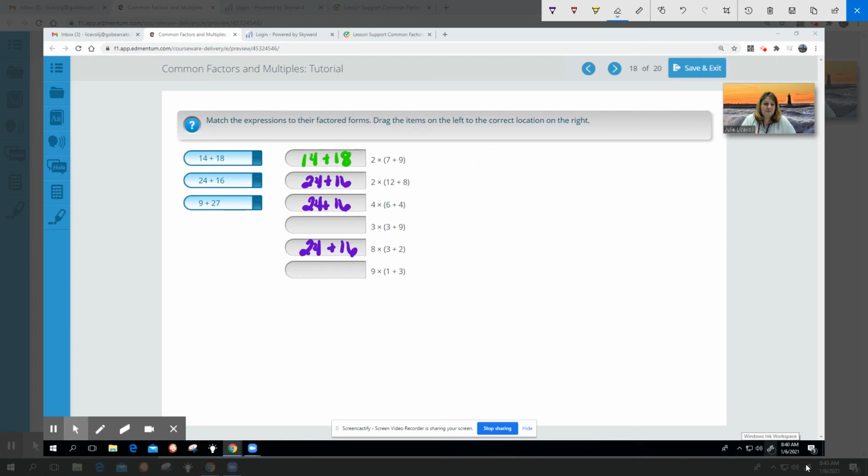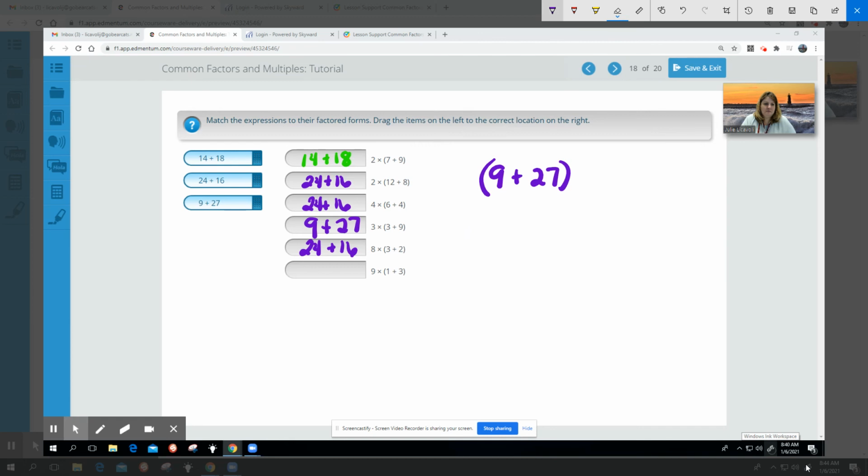So let's try the next one, 9 plus 27. I know that 3 goes into both of those numbers, so I'm going to pull a 3 out. 3 times 3 gives me 9, and 3 times 9 gives me 27. And right here I see that expression. So 9 plus 27 is going to go right here. I can also see inside of this parentheses that 3 and 9 still have a common factor of 3.